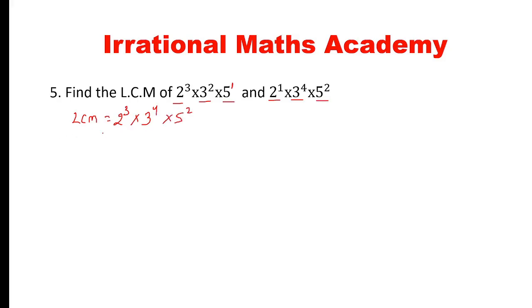So in case of LCM, no need of any common. The only thing is, whichever is the highest, that is what you have to take. In some cases, you may get same powers. In that case, take any one. For example, if you got here 2 power 3 and there also you got 2 power 3, in that case, take any one. 2 power 3 you can take. I hope you understood. Still, if you are having problem in understanding, let me know in the comment section.